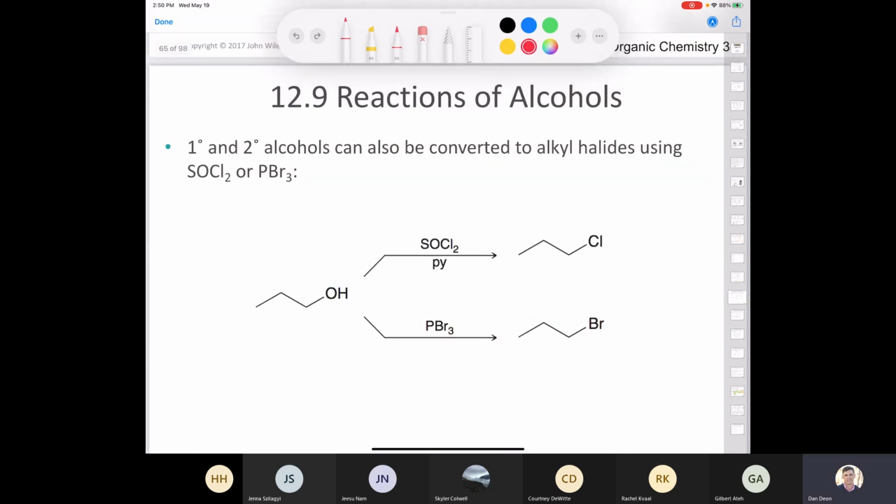What are some other reactions we could use to convert a primary alcohol to a primary alkyl chloride or a primary alkyl bromide? These are a couple of brand new reactions. The first one is if we take a primary alcohol and treat it with SOCl2 and pyridine. SOCl2 is called thionyl chloride. You can draw the Lewis structure of thionyl chloride. It looks like this.